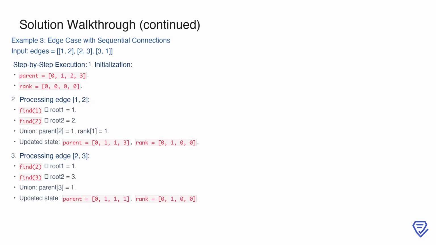The updated state is parent equals 0, 1, 1, 3, and rank equals 0, 1, 0, 0. For edge 2, 3, we find the root of node 2, which is 1 through path compression, and the root of node 3 is 3. Since the roots are different, we union them. Node 3's parent is set to 1. The parent array becomes 0, 1, 1, 1, and rank remains 0, 1, 0, 0.